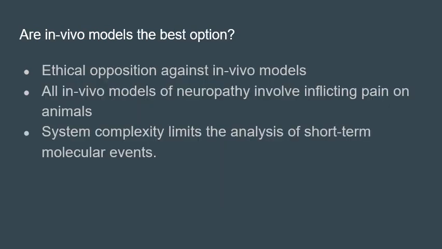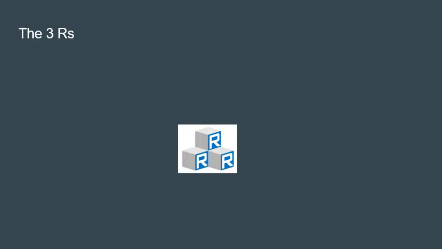Many people object to the use of in vivo models in any kind of research, but the use of animals in neuropathic pain research is particularly questionable because of the pain it inevitably inflicts on animals. This is particularly true in diabetes-induced neuropathy, which causes animals significant suffering. The complexity of these systems also limits the analysis of drugs, as there are many potential effects on pharmacokinetics and pharmacodynamics.